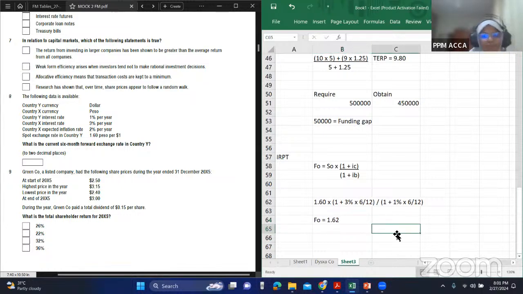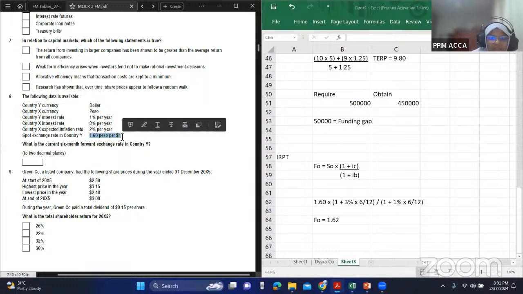Okay, 1.62. So you have to be careful. Remember, if you have an exchange rate given like this, that means we are talking about $1 being the base currency. That means the base country is the dollar. You have to know that. If you didn't know that, then you will be very confused with this question.